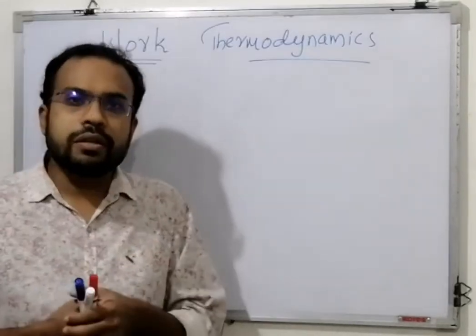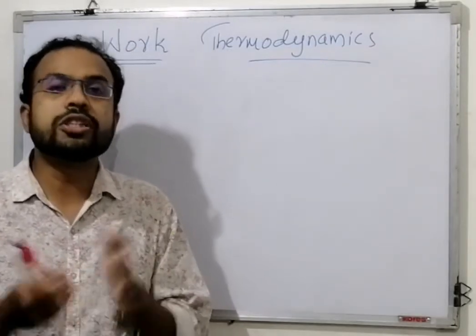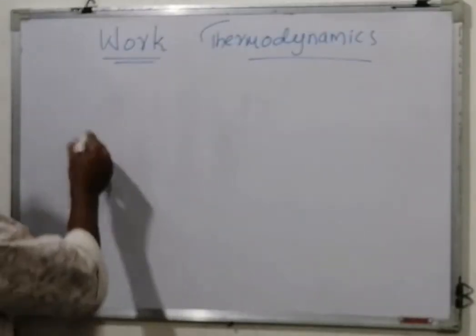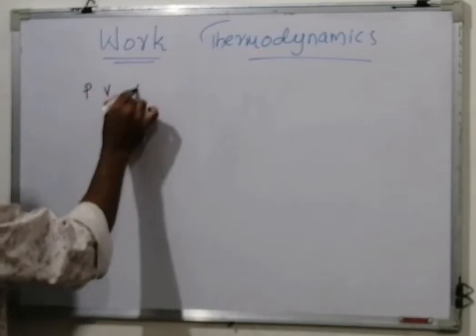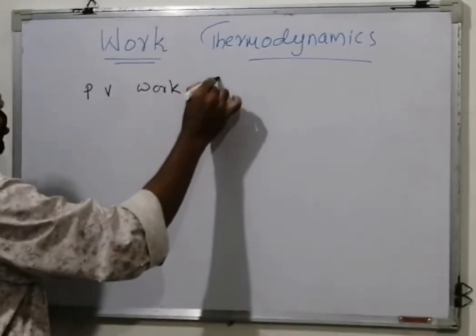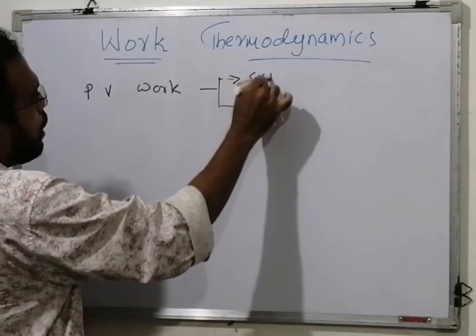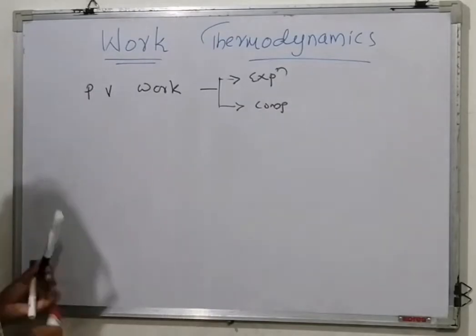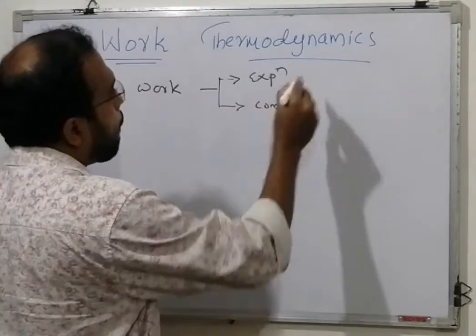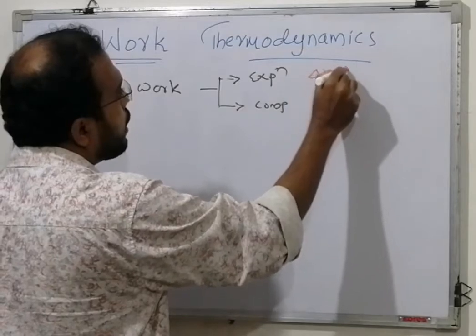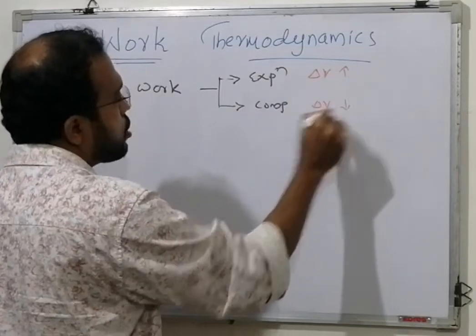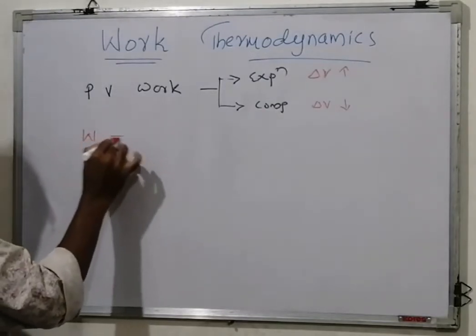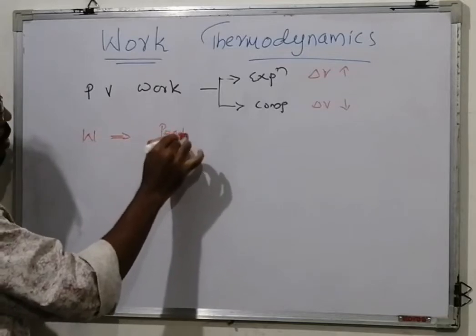What are the students doing to avoid this confusion? They are just learning by heart. Okay, first I clear this. In chemistry, we are dealing with pressure-volume work, PV work. There are two types: either there will be an expansion or there will be a compression. In expansion, delta V increases, here delta V decreases. And the work W is always with respect to external pressure.